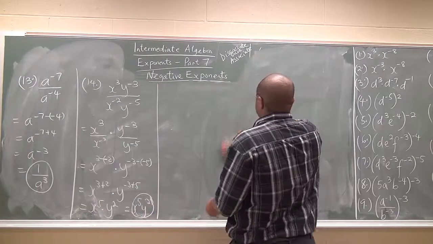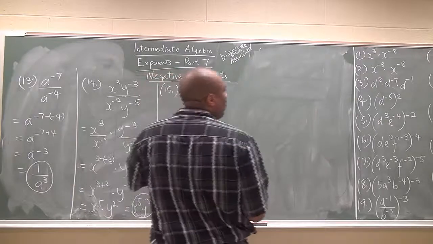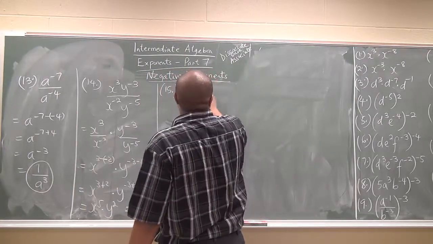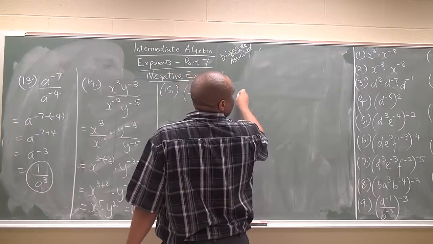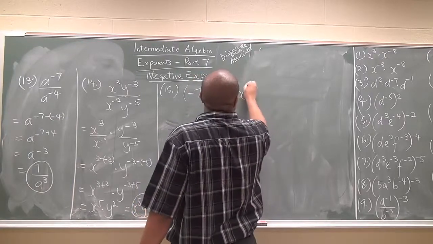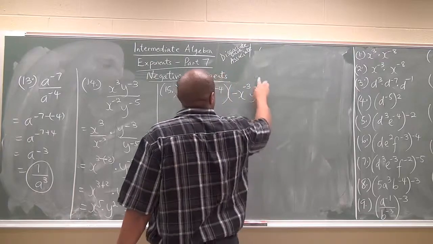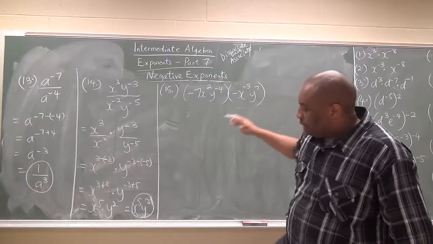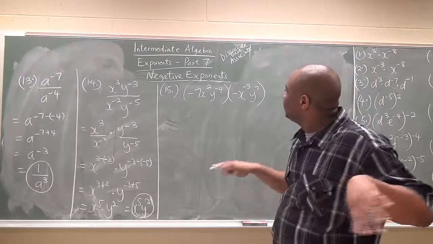Question 15. We have negative 7 x squared y to the negative 4 times negative x to the negative 3 y to the 7. Okay, we do what? We dissociate. Let's dissociate first.